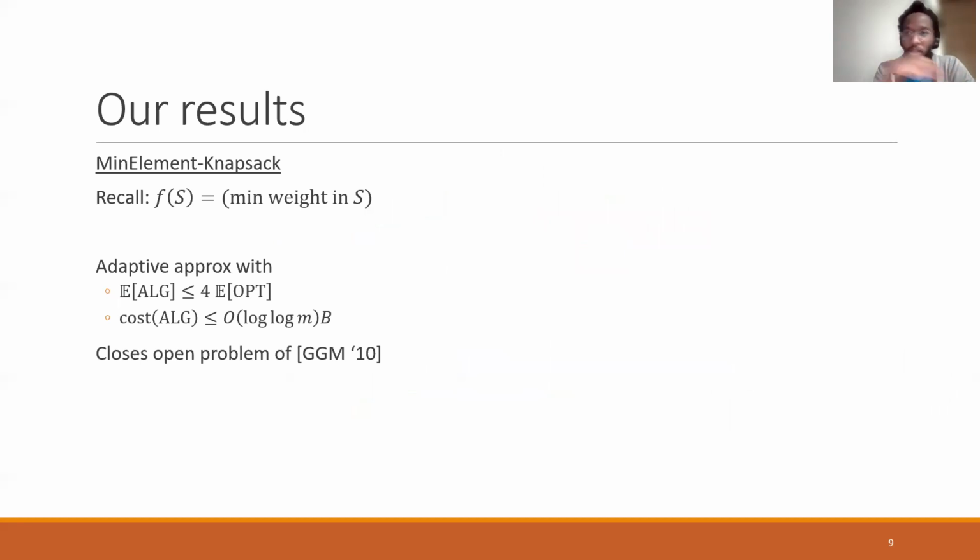So now let's talk about what we were able to do in our paper. For the MinElement objective function with a knapsack constraint, where one should recall that the MinElement objective function is just, f of S is the weight of the min weight element in S.